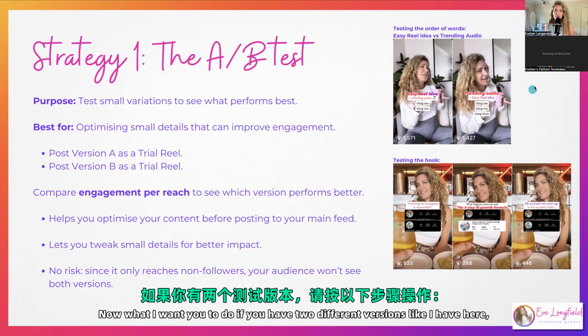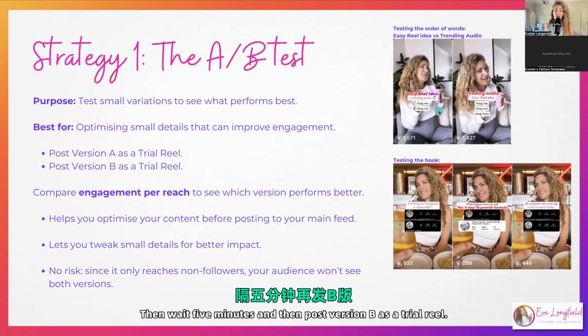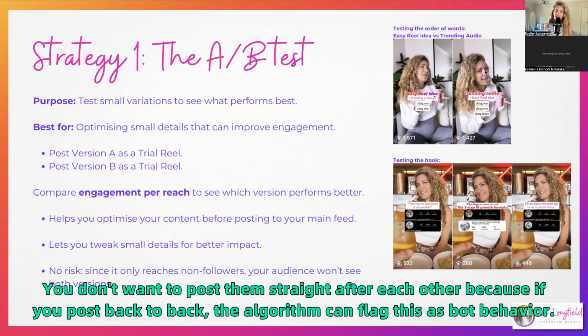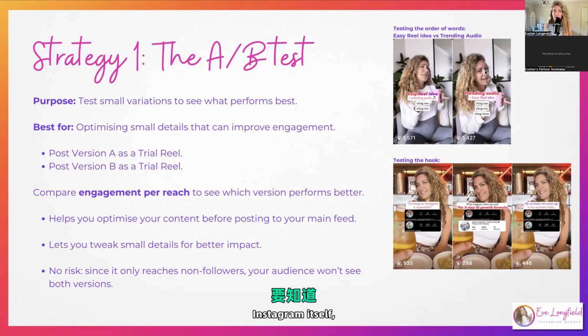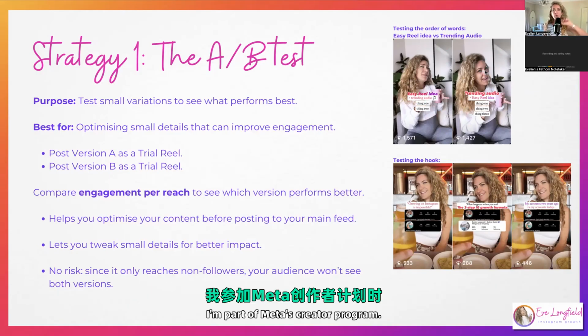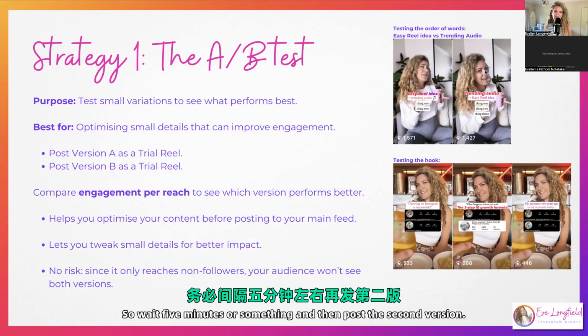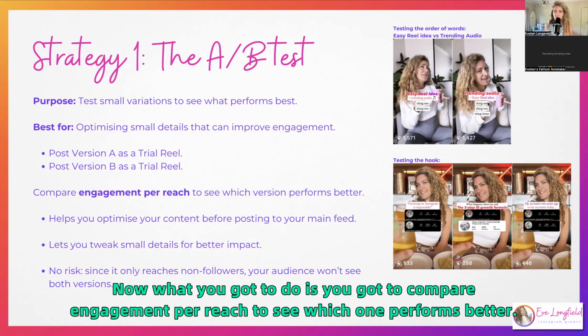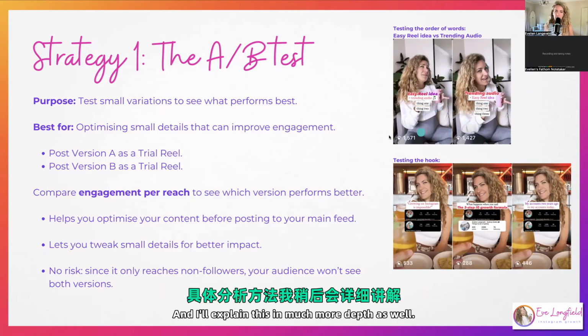Now, what I want you to do, if you have two different versions like I have here, is post version A as a trial reel, then wait 5 minutes, and then post version B as a trial reel. You don't want to post them straight after each other, because if you post back to back, the algorithm can flag this as bot behavior. I'm part of Meta's creator program, and they told me not to do that. So wait 5 minutes or something and then post the second version. Then you've got to compare engagement per reach to see which one performs better. And I'll explain this in much more depth as well.